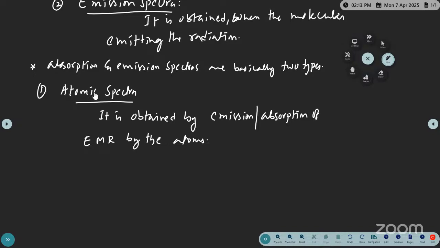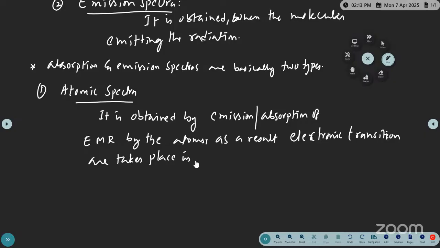Okay, so as a result, electronic transitions take place. Electronic transitions. By radiation in the atoms, electronic transitions take place.